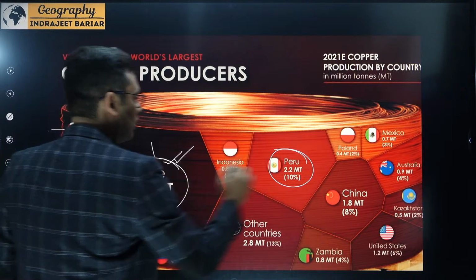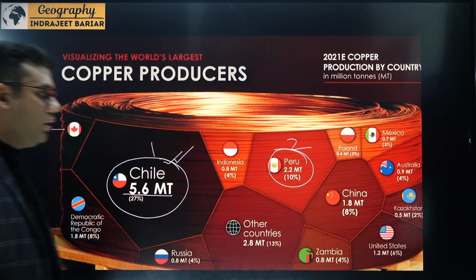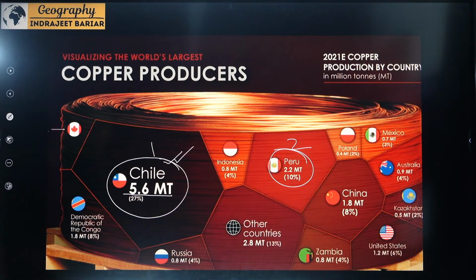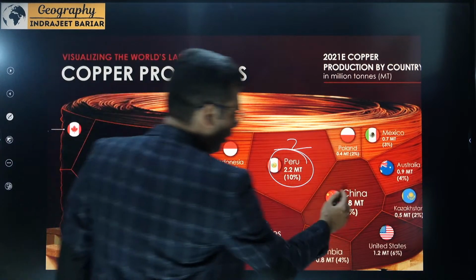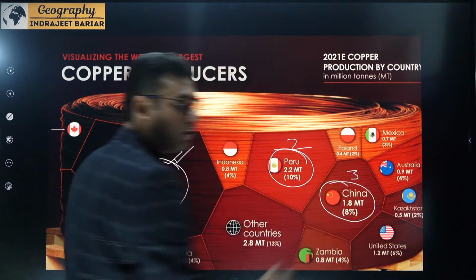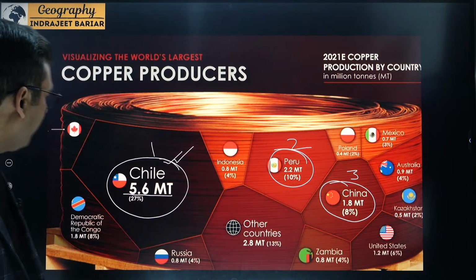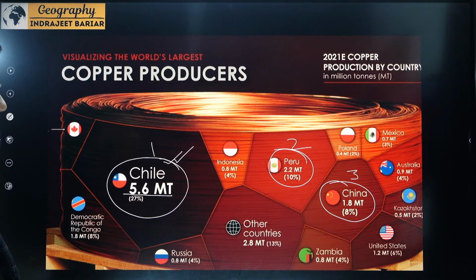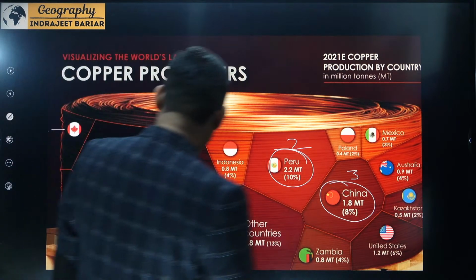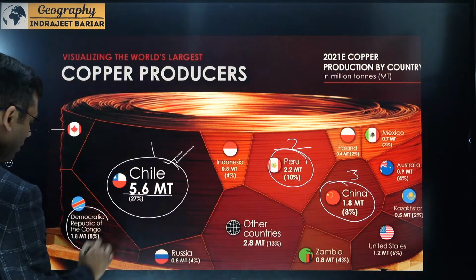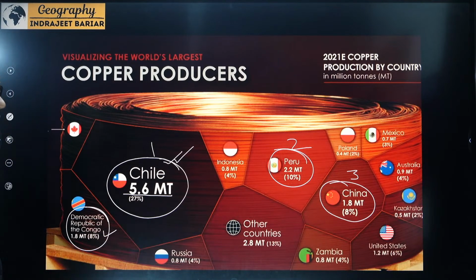Then we have Peru. So first is Chile, second is Peru with 10%. Then we have the third one, which is China. China is at rank 3 in terms of copper production, which is roughly 8%. Then along with that, we have the other producers, including DRC, which you can see is 8% again.